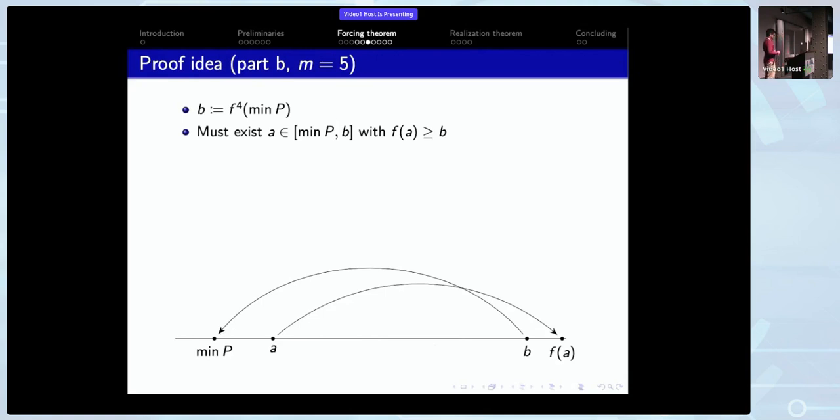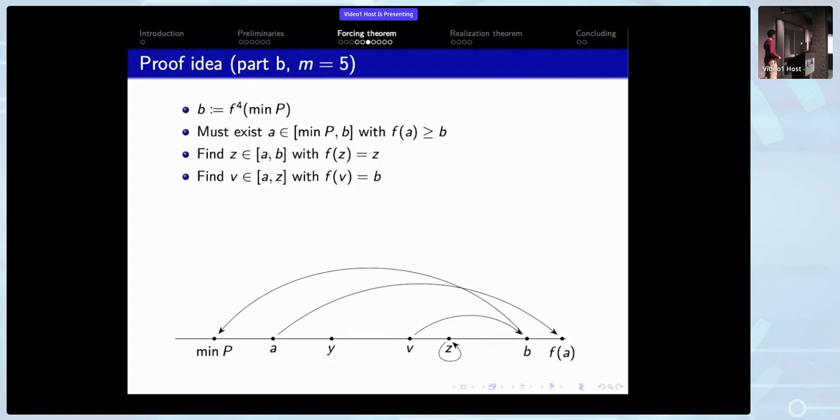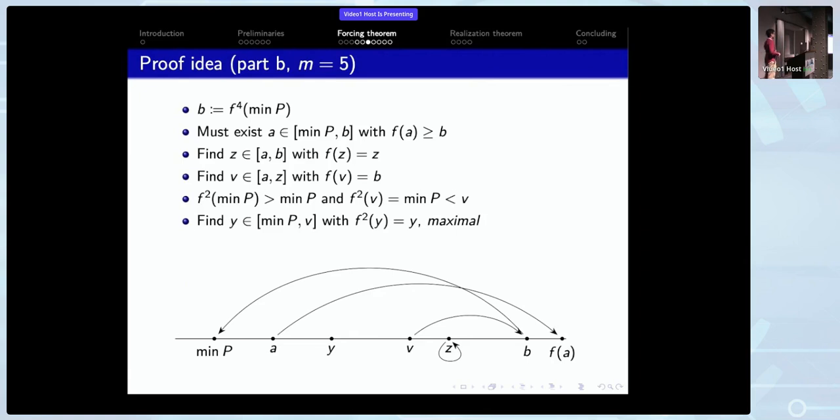So here's my point A, and it lands above B when I hit it. Now, by the fixed point lemma, there's a point in between A and B, which is a fixed point. The reason for this is that A has gone up and B goes down. I've got 2 points going in opposite directions, so there must be a point between them, which is a fixed point. And then I can use the intermediate value theorem to find a V in between A and Z, which hits B. That's because A lands above B and Z lands below B. So there must be a point in between, which hits B.